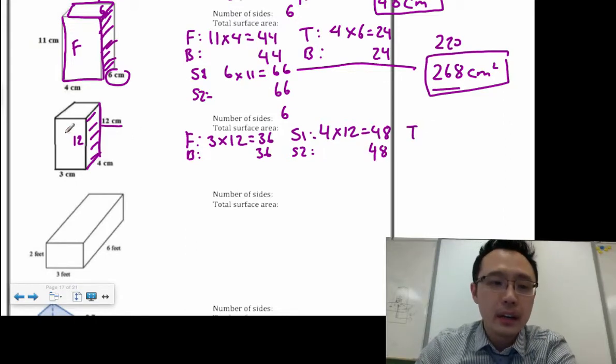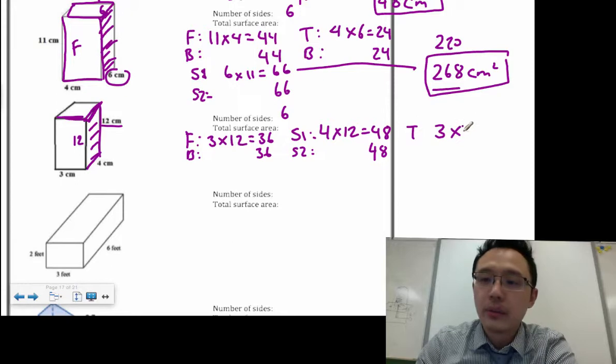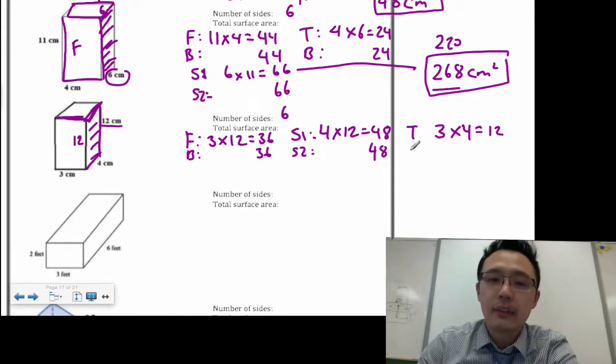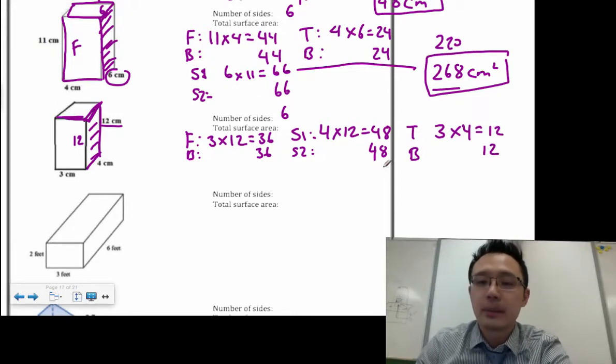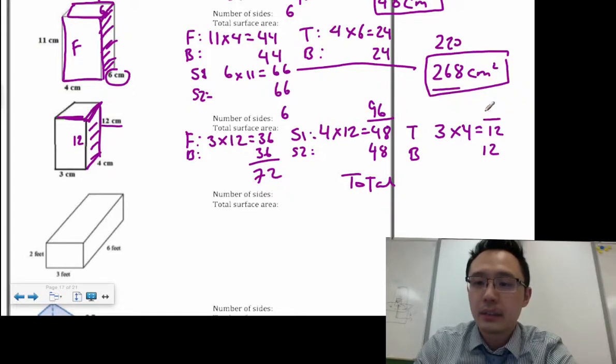My top here is going to be this length, which is 3 times this length or width, which is 4. So that's going to be 12. And if we have the top, we have the bottom, which is 12 as well. So the total is going to be all these numbers added together. So this is going to be 72, this is going to be 96, this is going to be 24. So the grand finale of this is what?